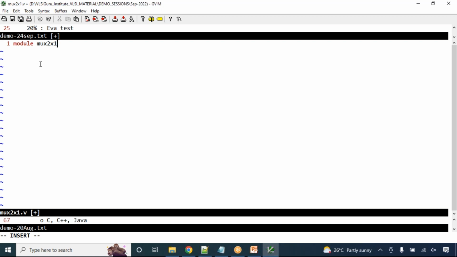So I won't assume that you will be knowing something. Rather, things will be covered from basics. So I don't want to go deep into functional verification right now.